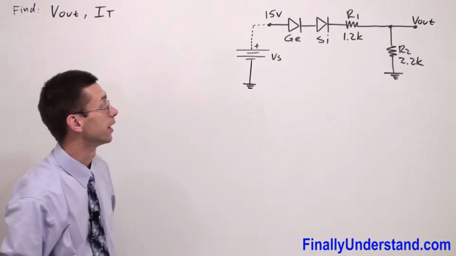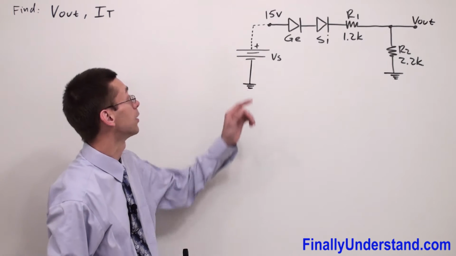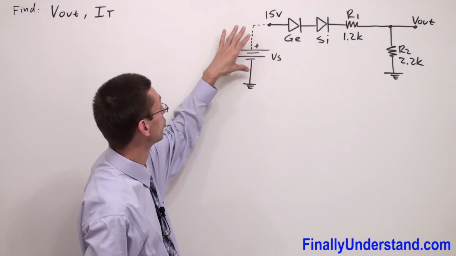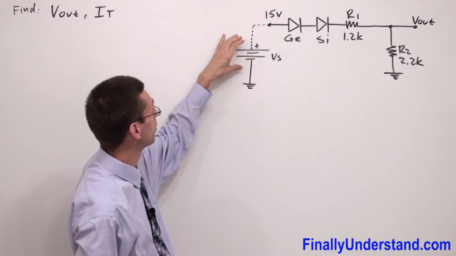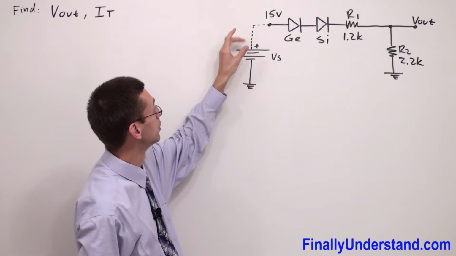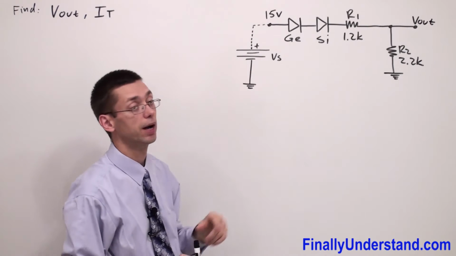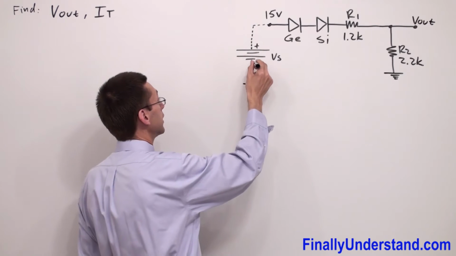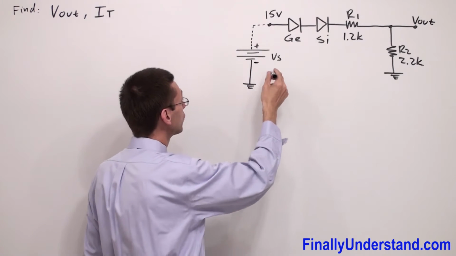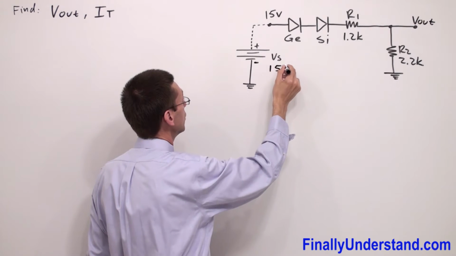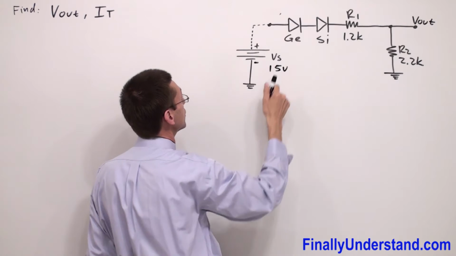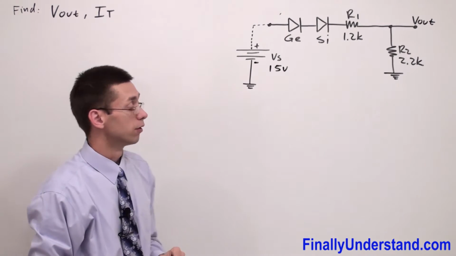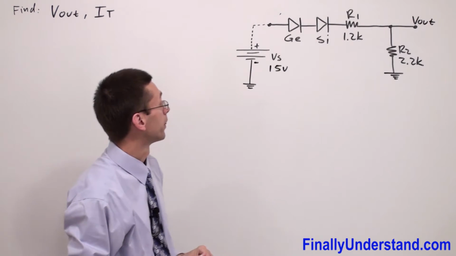To make a long story short, anytime you see 15 volts, you're supposed to just imagine that there is a power supply connected to the diode by the positive terminal, and this is my negative terminal. And of course, this is 15 volts. So you can erase this 15 volts, just do not confuse yourself. This is my 15 volt power supply connected to the circuit.